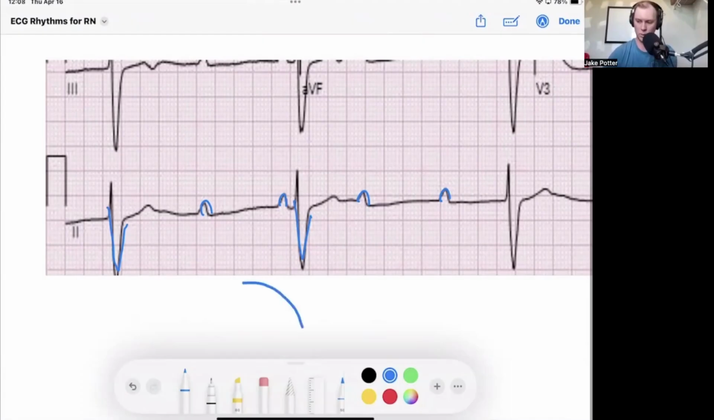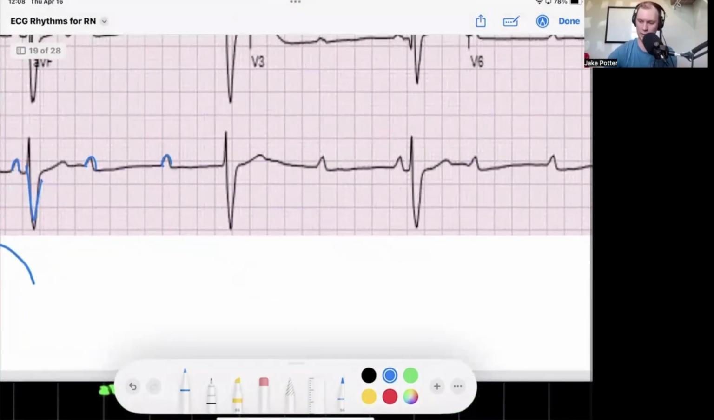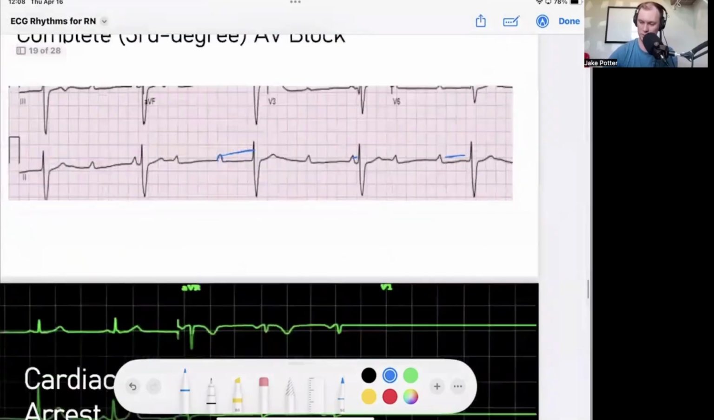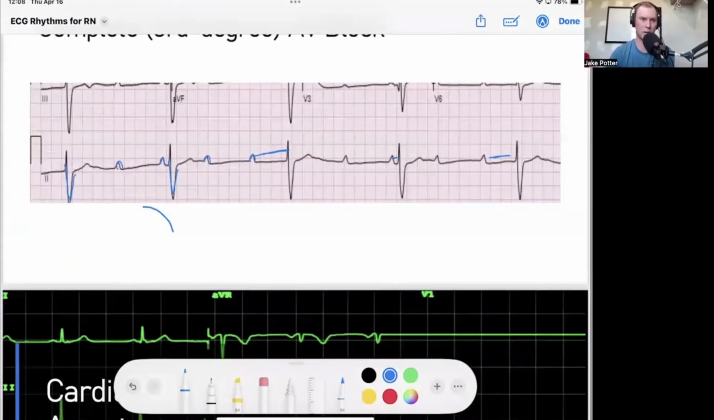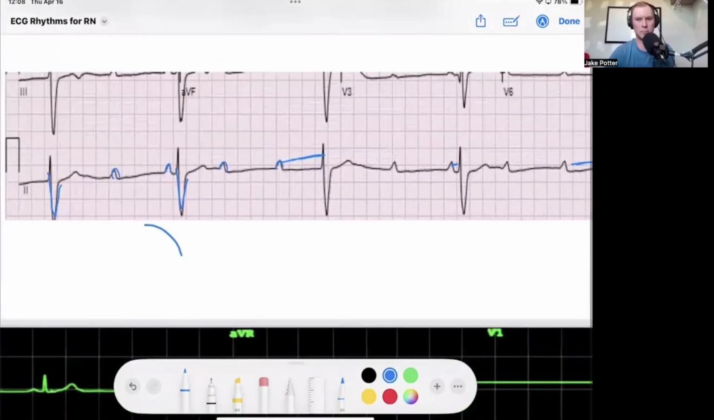Really common with this, you'll get P waves that don't align, so you have differing PR intervals. Like here to here is a lot longer than here to here. Same thing here to here. So this is textbook for a complete heart block. And if you say it's a complete heart block when it's like a second degree type 2 heart block, it's not a big deal. This is a patient who likely is going to get a pacemaker. Potentially you're going to need something like transcutaneous pacing.